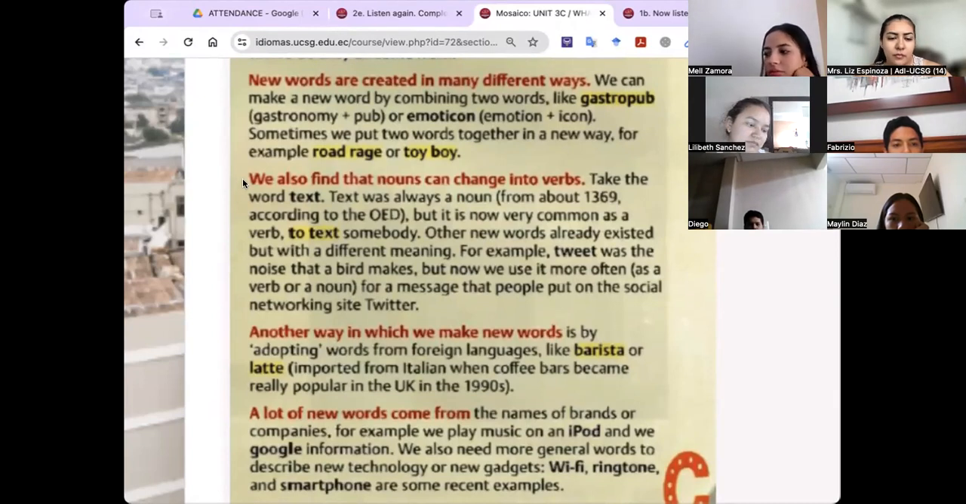We also find that nouns can change into verbs. Take the word text. Text was always a noun from about 1369 according to the OED, but it is now very common as a verb, to text somebody. Other new words are already existing but with a different meaning. For example, tweet was the noise that a bird makes, but now we use it more often as a verb or a noun for a message that people put on the social networking site Twitter.